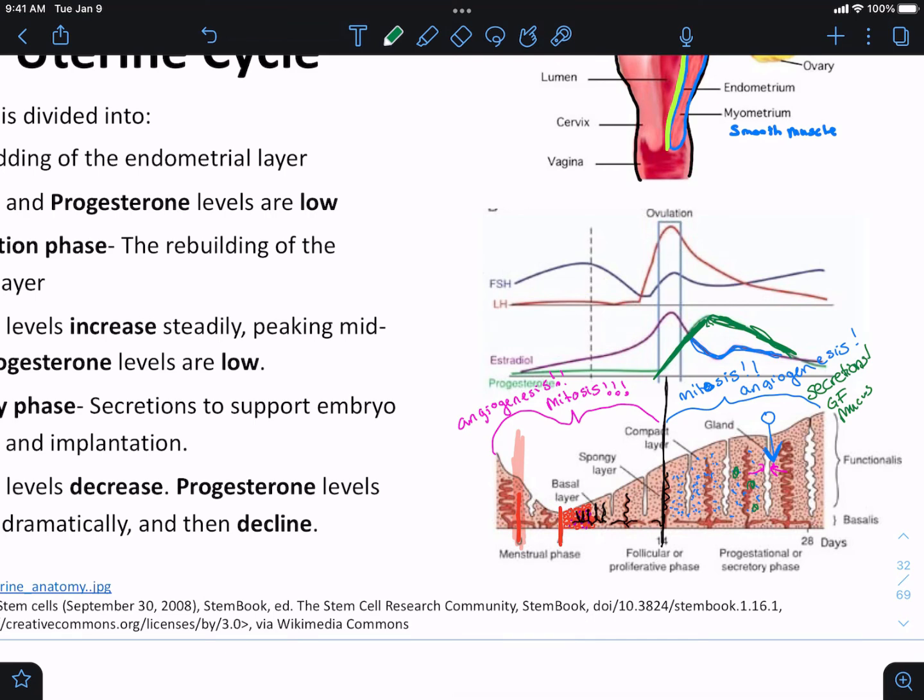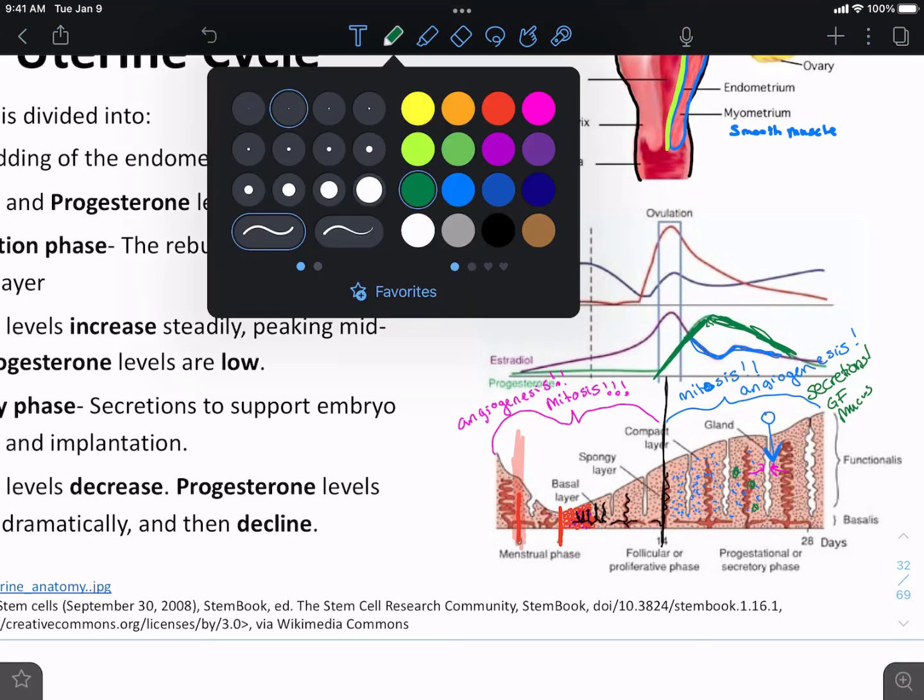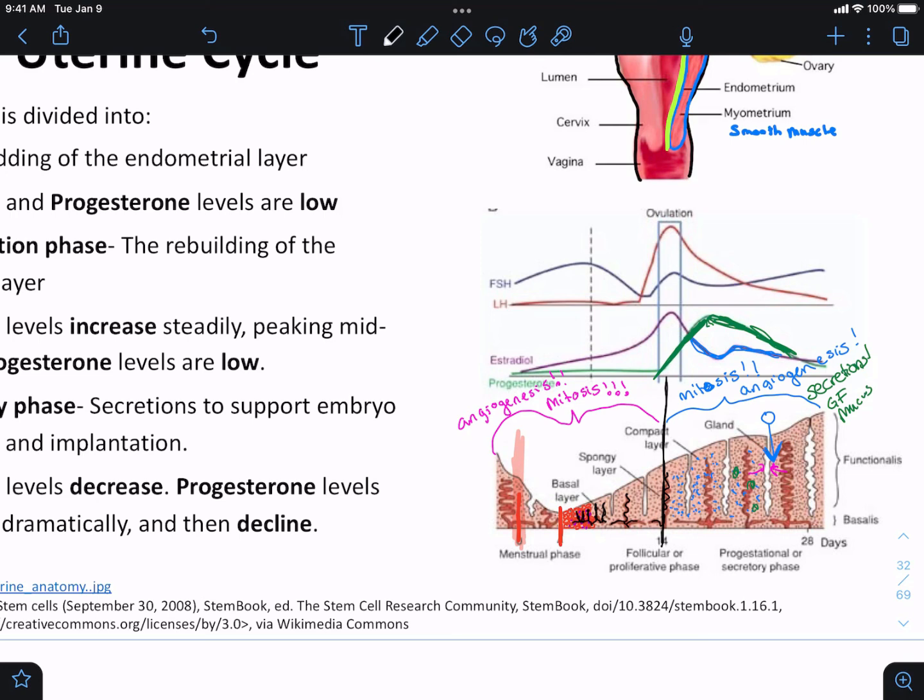In the absence of implantation, hormone levels drop, as you can see. Not only do estrogen and progesterone drop, but notice that LH is down. Follicle stimulating hormone actually starts to climb because we're now going to start to repeat this process.